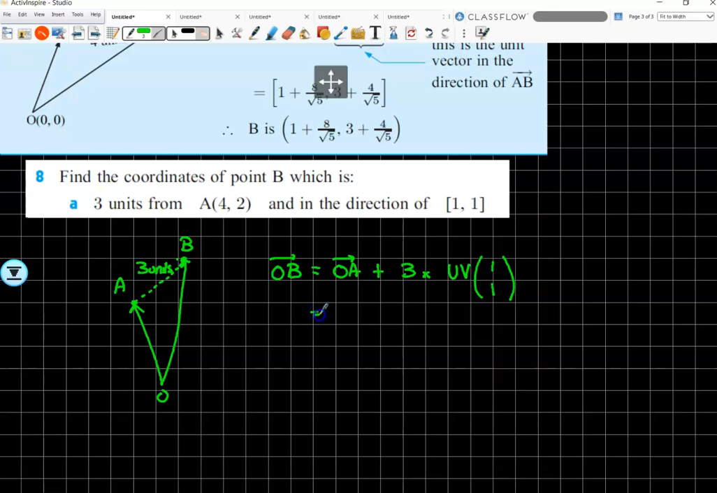Okay, so away we go. We know that OA is 4, 2. That's pretty straightforward. Now we're going to say 3 times the unit vector of 1, 1. How do we find a unit vector? See, good revision. Quick, unit vector. We have to first find its length. Thank you. We have to find its length. What is the length of the vector 1, 1? Root 2. So we're going to times through by 1 over its length.